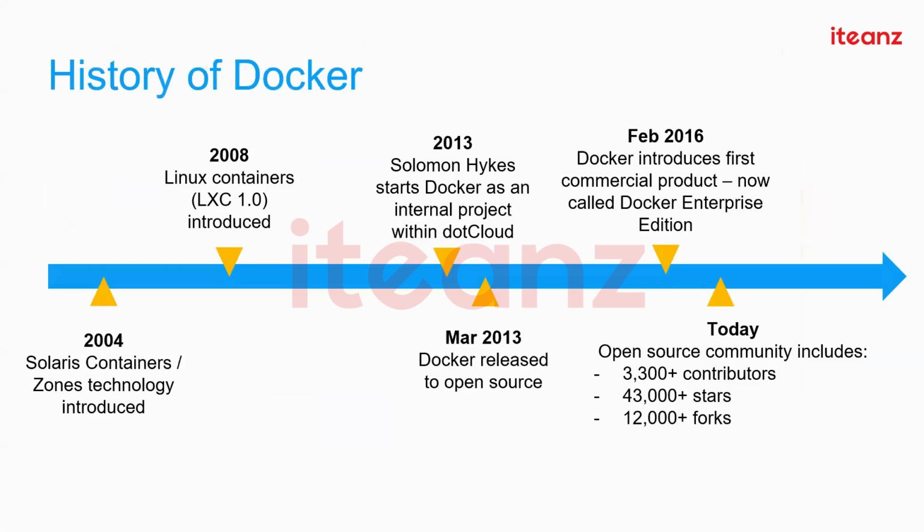This is the total history of Docker. In 2004, Solaris Containers and zone technology were introduced. Then Linux Containers were first introduced in 2008, and people started doing POCs on this. Then Docker was released as open source, after that the enterprise edition was launched, and today it is being used by everyone.